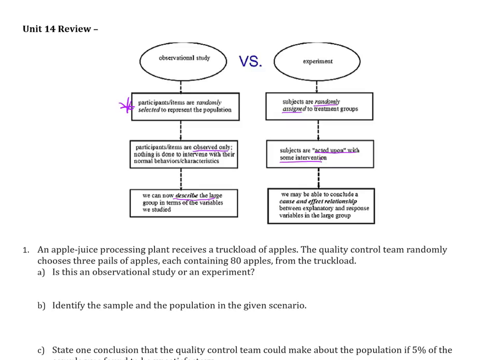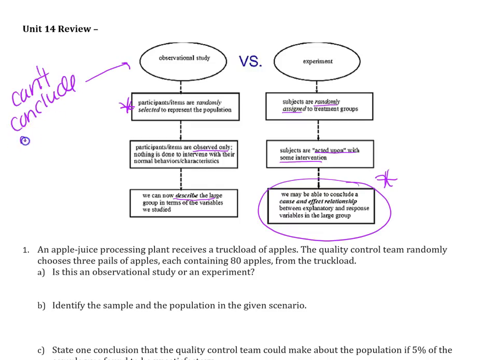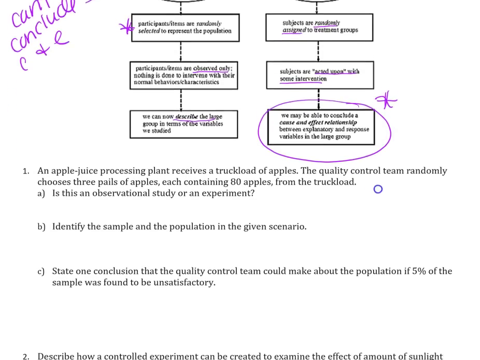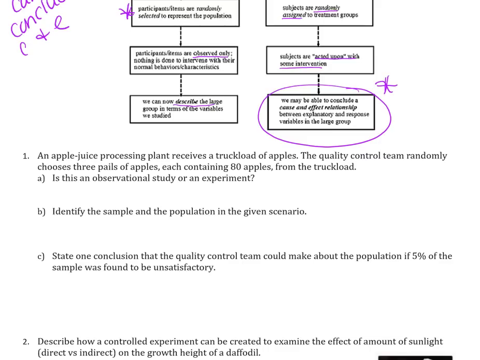Cause and effect can be concluded from experiments, and this is the only time cause and effect can be concluded. So keep in mind that when you see something is said to cause another thing, that means an experiment must have been conducted. Okay, so observational studies cannot conclude cause and effect. I'll write C and E for cause and effect. Okay, experiments can.